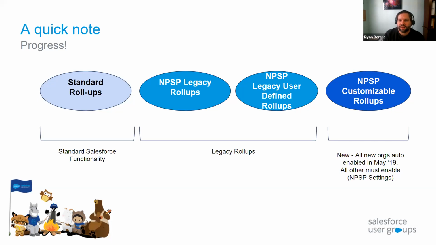And so 3 years ago, Salesforce.org, which is now part of Salesforce.com, created what they call a new rollup engine. So rather than trying to update the legacy rollup feature set, they completely re-architected how the package rolls up data from some of these custom and standard objects in the NPSP.